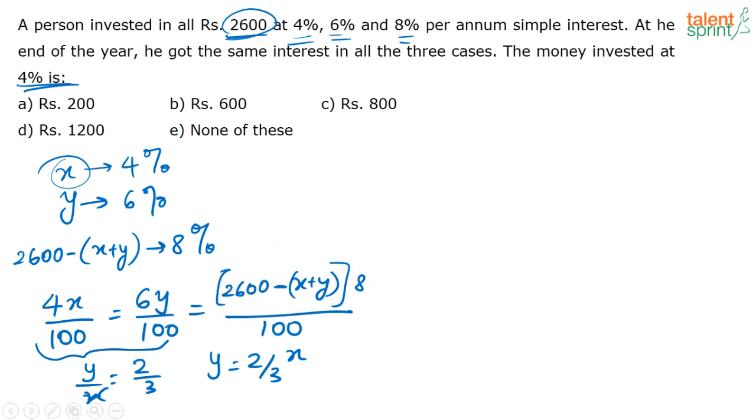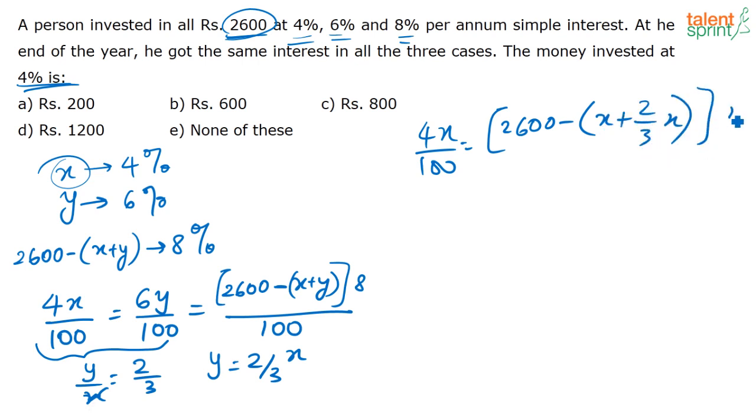Now let me substitute that here and equate these two. So what do we get? See, we know 4x by 100, that is equal to 2600 minus (x plus y), I am writing it as 2 by 3 x, into 8 divided by 100. So just solve for this, find the value of x.